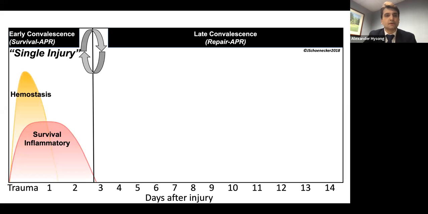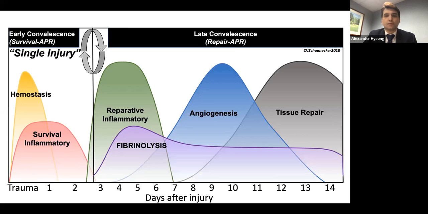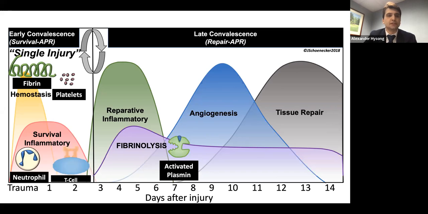You have early, your single injury response, where you have hemostasis peaking early, and then there's the survival inflammatory response. So you have hemostasis and clots walling off bleeding, and inflammation killing infection. And then you move into your repair phase once those issues are dealt with, and you have targeted fibrinolysis, or planned clot breakdown, paving the way for angiogenesis and tissue repair. Important players in these steps in necrotizing fasciitis are fibrin and platelets in hemostasis, and neutrophils and T cells in inflammation. And then activated plasmin is what catalyzes fibrinolysis.